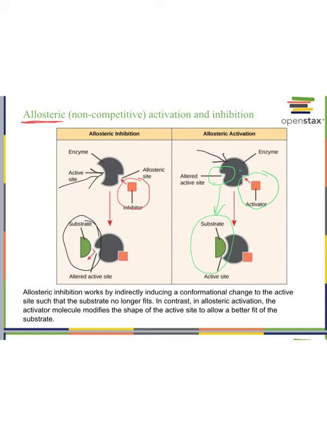The opposite is true for allosteric inhibition. In the absence of the inhibitor, the enzyme was able to nicely fit with the substrate. But in the presence of the inhibitor, you can see that the shape of the active site has changed, so it really can't bind to the substrate.